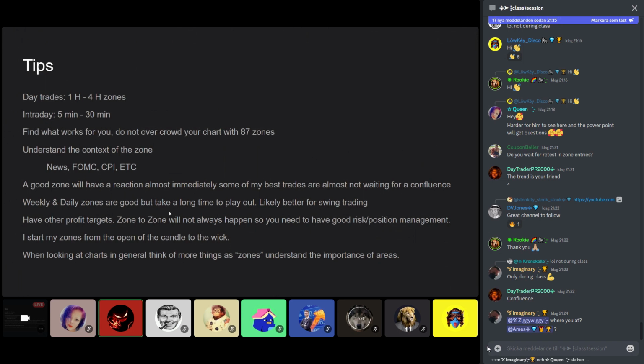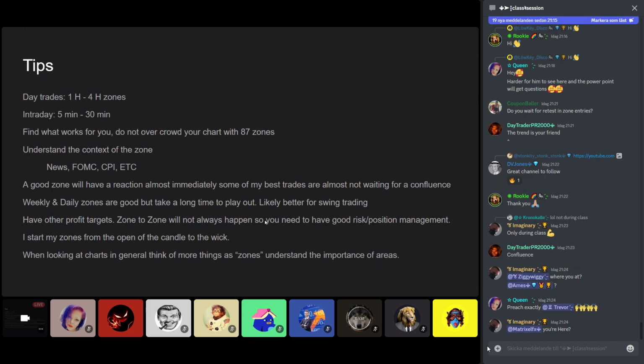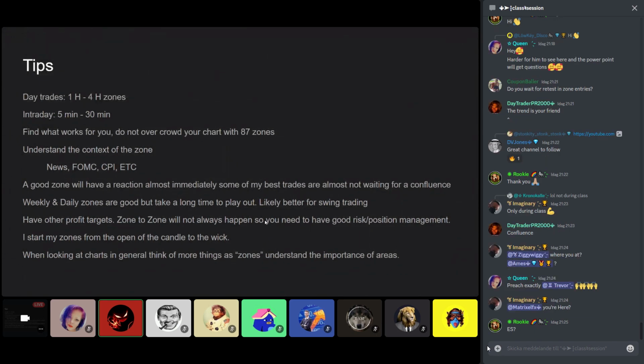I already mentioned the thing about the weekly and daily zones. Have other profit targets, because sometimes those zones are too far away. Like, if you're trading ES or off of ES and trading SPY, maybe the next closest zone is 50 points away. 50 points is a lot when you're talking ES versus SPY. I personally wouldn't be holding out for all 50 points of those, because also, if you get a 50-point move, that's going to be an amazing trade.